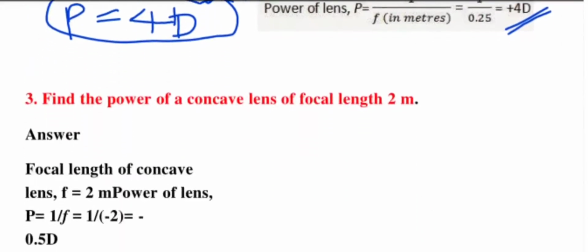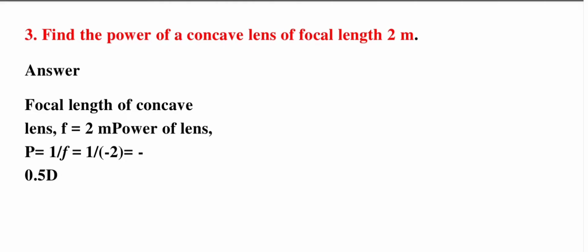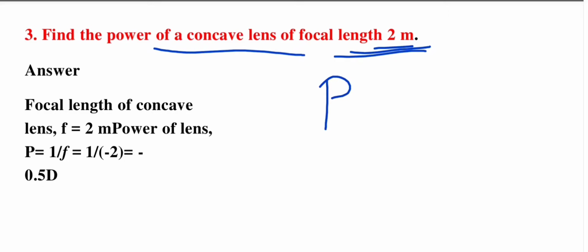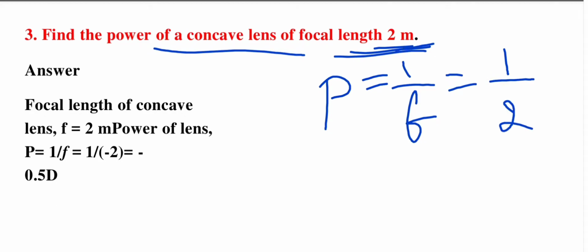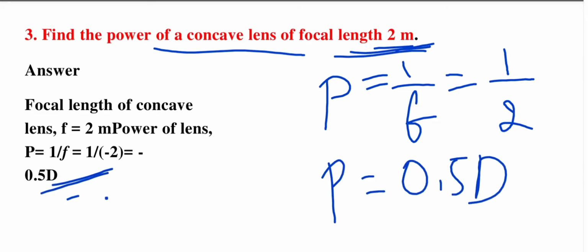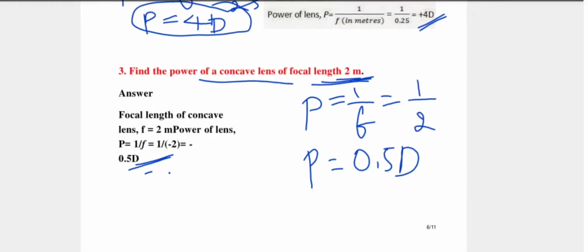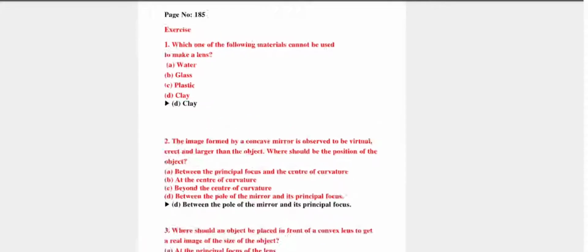Let us move on to the next problem. Find the power of a convex lens of focal length 2 meter. Here they have given focal length as 2 meter. When they give it in meters, you take P is equal to 1 divided by f only. If they give it in centimeter, you have to take P as 100 divided by f. Since P is equal to 1 by f and f is 2 meter, 1 by 2 is 0.5. So P is equal to 0.5 diopter. Clear? We will move on to the next question.